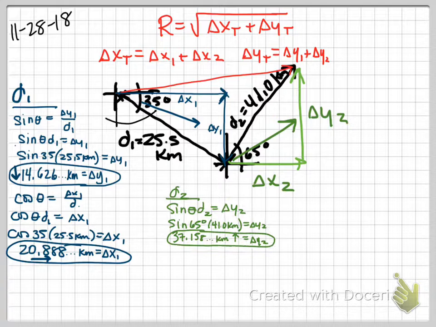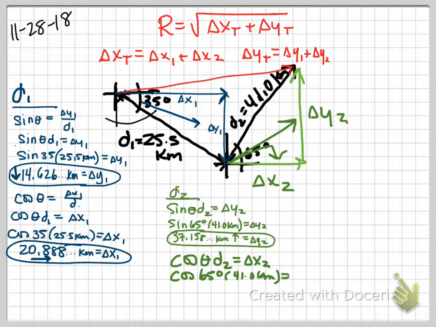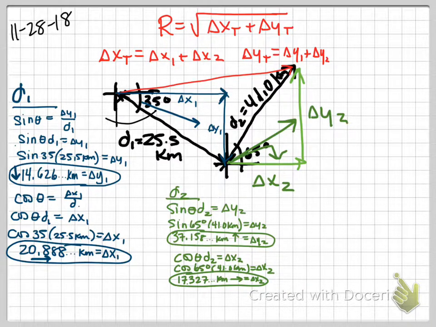I'm going to shrink that up a little bit. And again, I'm going to start, because I know that delta x2 is adjacent to that angle. So cosine theta times d2 will give me delta x2. Cosine of 65 degrees times 41.0 kilometers equals delta x2. I have 17.327, etc. kilometers. East is my delta x2.